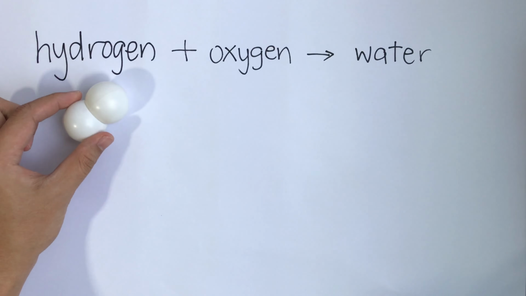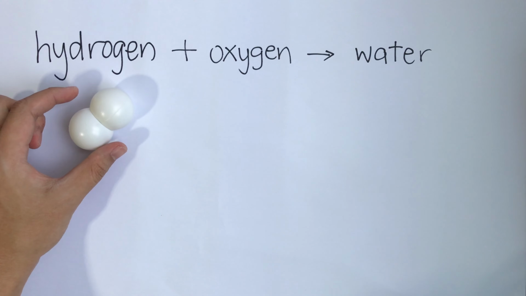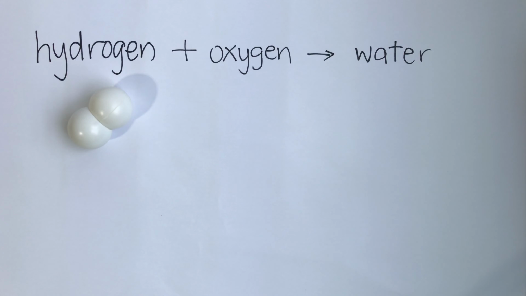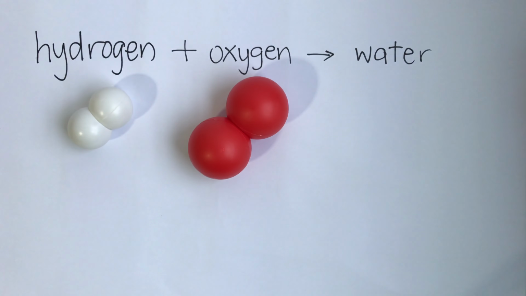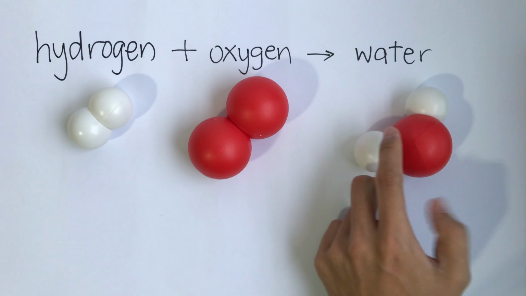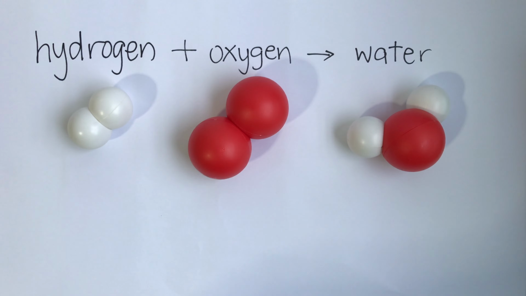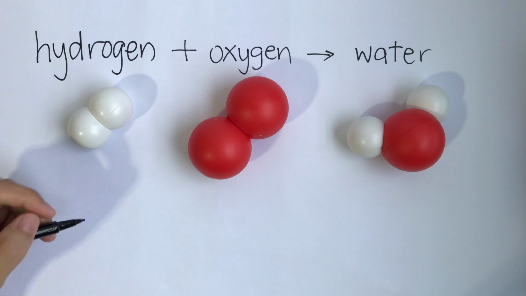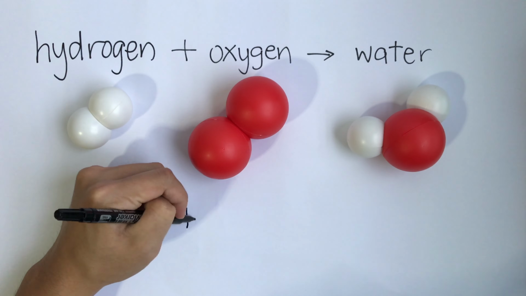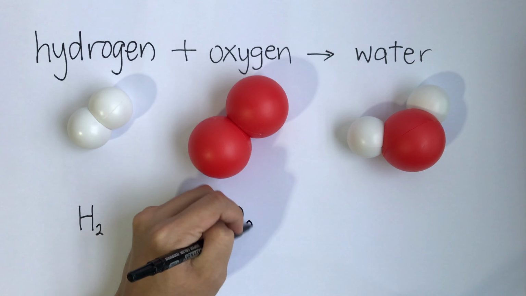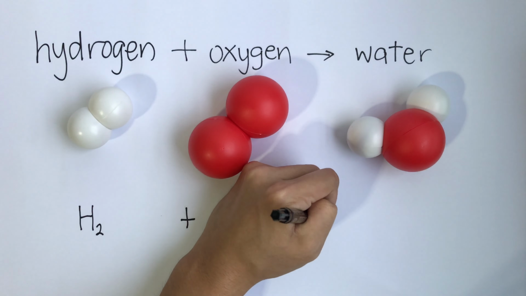So hydrogen, as we know, is a diatomic molecule, H2. This is represented by the white colored balls, H2, and oxygen we know is O2. And water, H2O, this is what it looks like. So let's write that down in terms of the chemical formula. H2 plus O2 gives H2O.